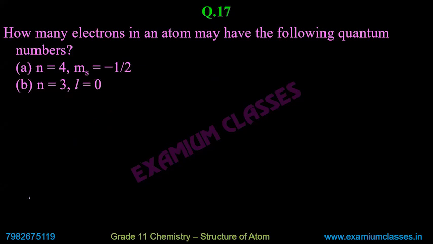Next, how many electrons in an atom may have the following quantum numbers? You need to tell me the number of electrons which can have this value of principal quantum number and spin quantum number. Who will tell me the answer? I am just seeing who has raised hand, and on that basis, I am asking. Yes, Ariman, tell me the answer.